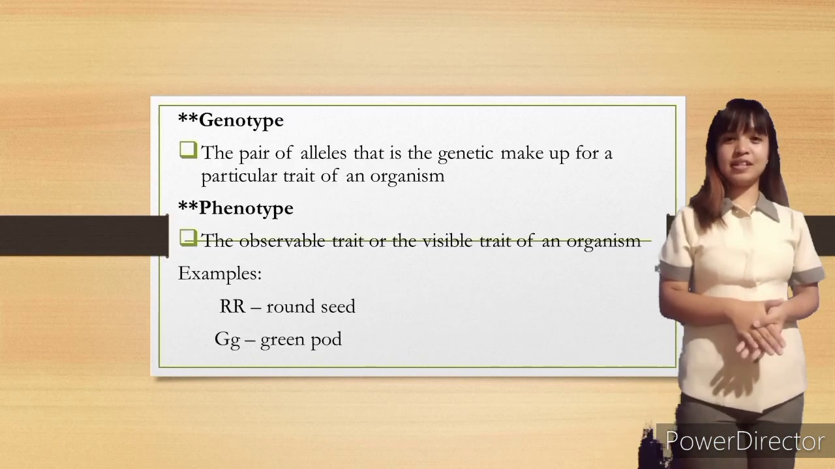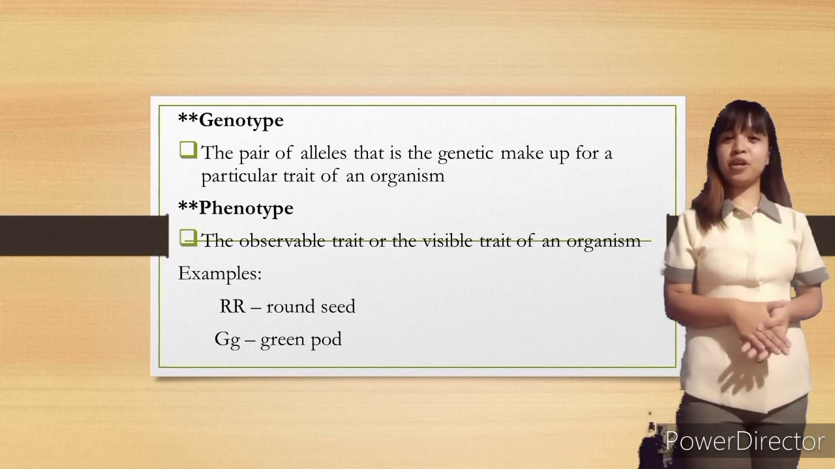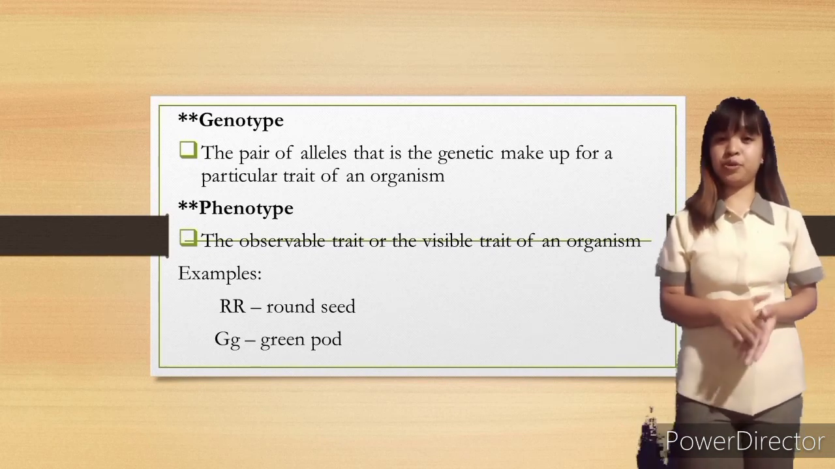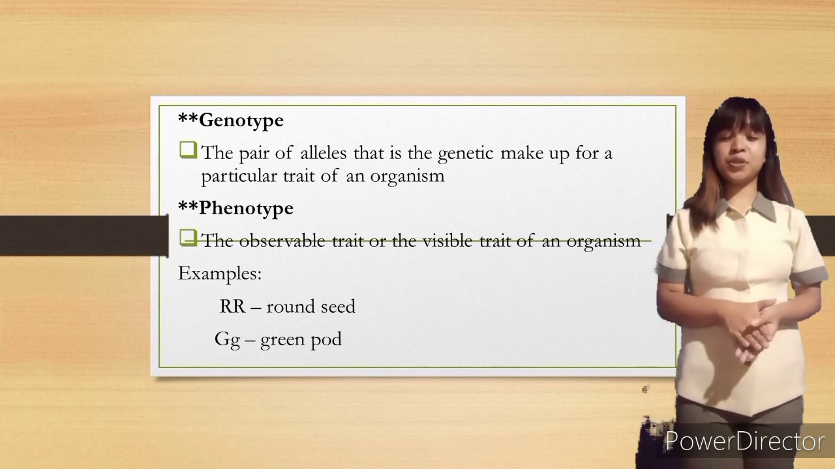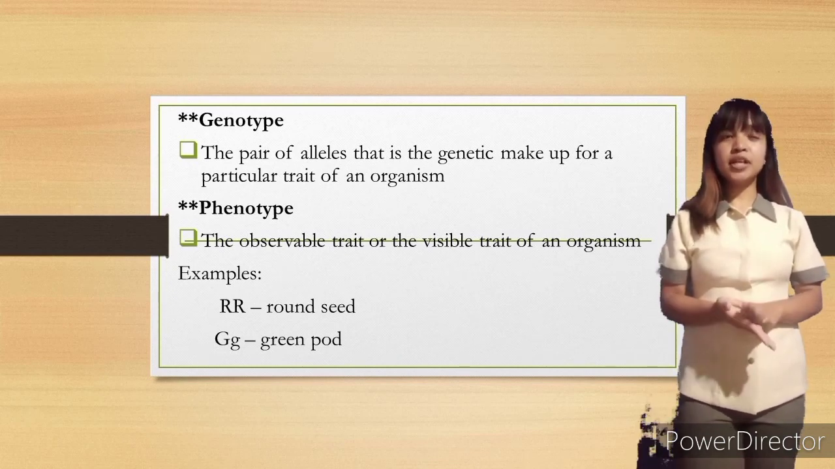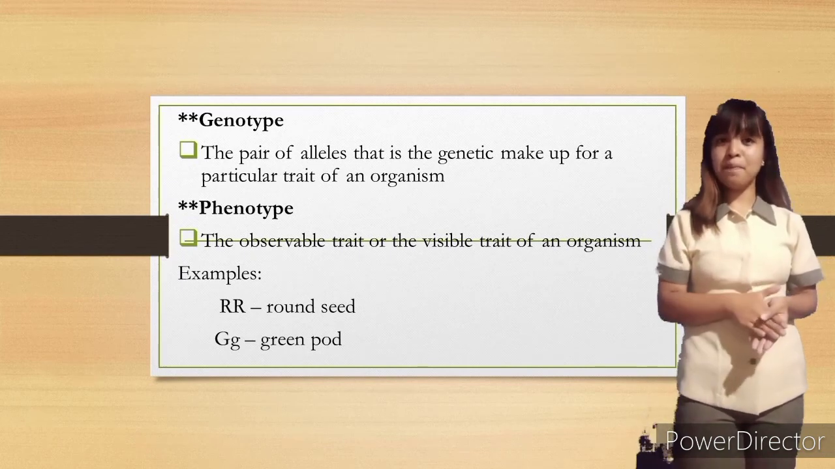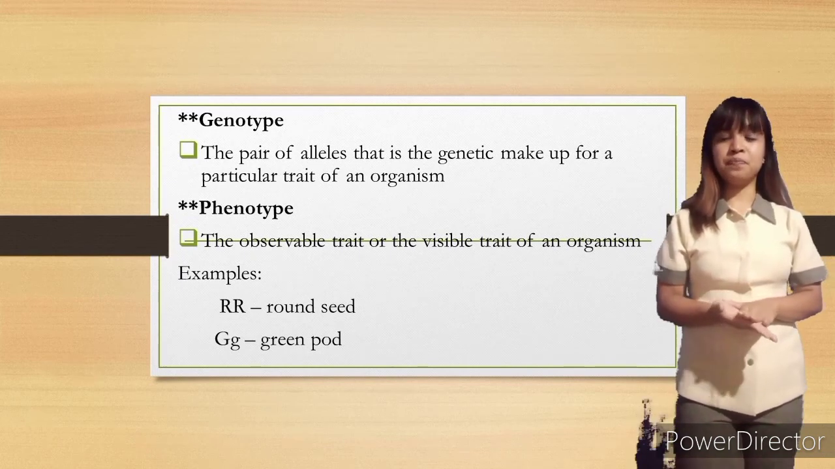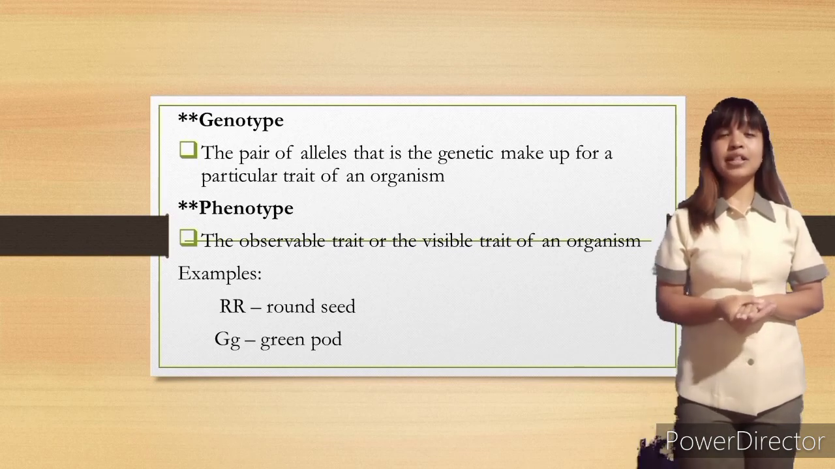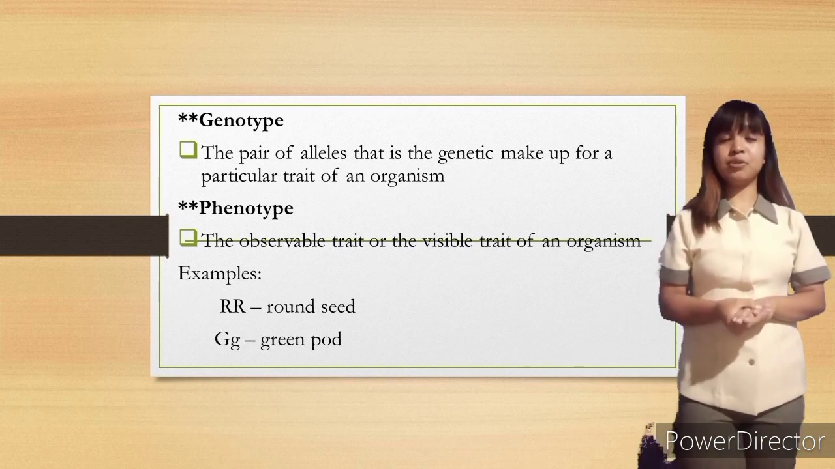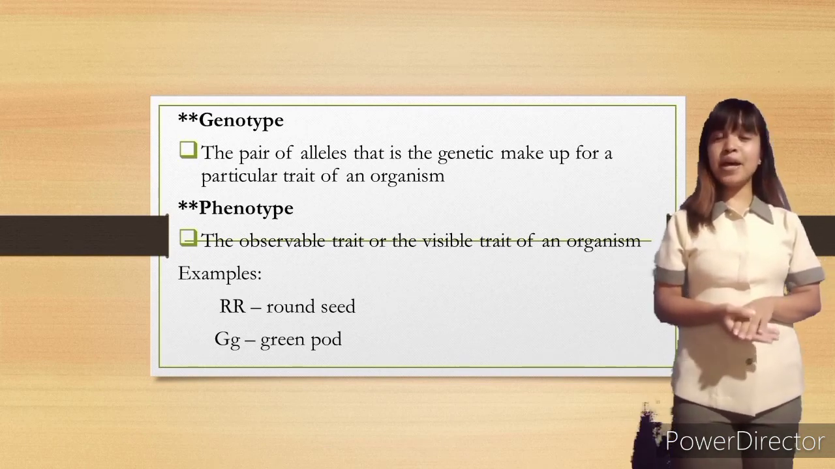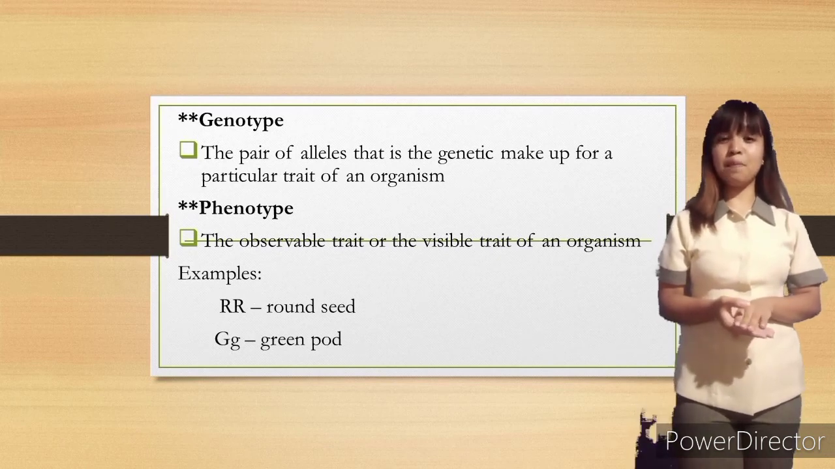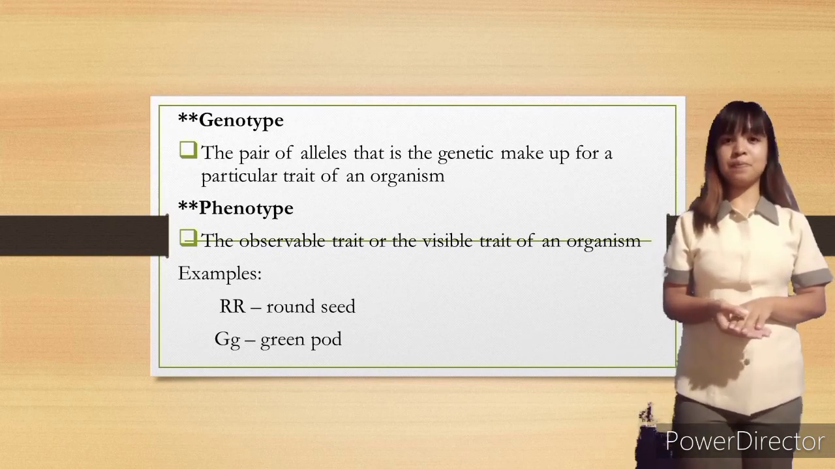The pair of alleles that is the genetic makeup for a particular trait of an organism is called the genotype, while the phenotype is the observable or visible trait of an organism. From this example, we can determine the genotype and the phenotype of the organism. For this example, we have the homozygous R, which is the genotype, and the phenotype is the round seed. And also we have the heterozygous G, which is the genotype, and then the phenotype is green pod.